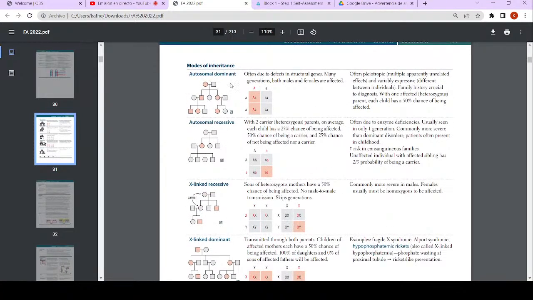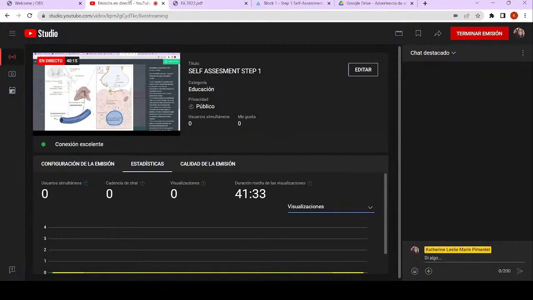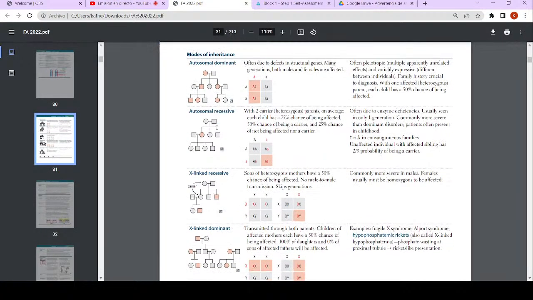This is something that they ask a lot. They ask you the modes of inheritance. Autosomal dominant, often due to defects in the structural genes. Many generations, both males and females are affected. This is important too. Like here, you have the mom who has it, and then she has the recessive from the dad, so she doesn't have it.